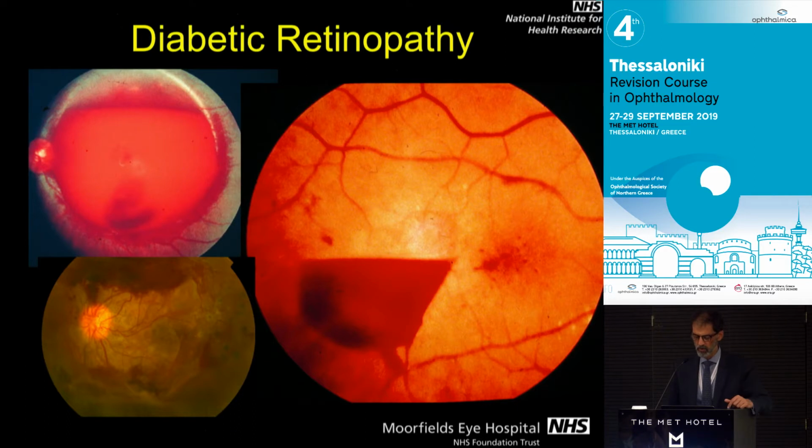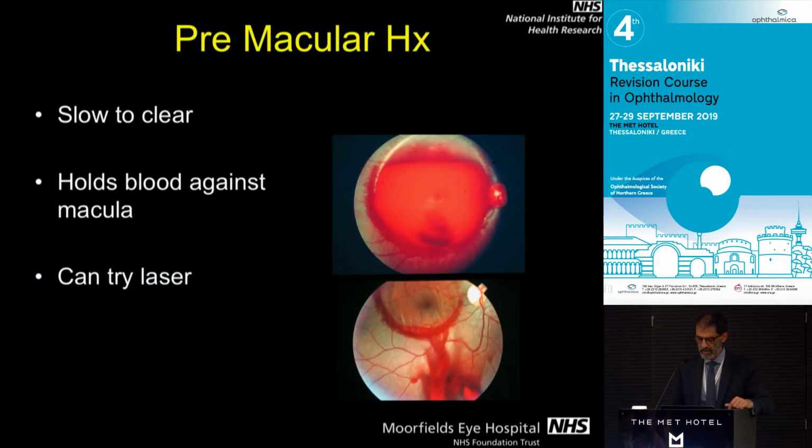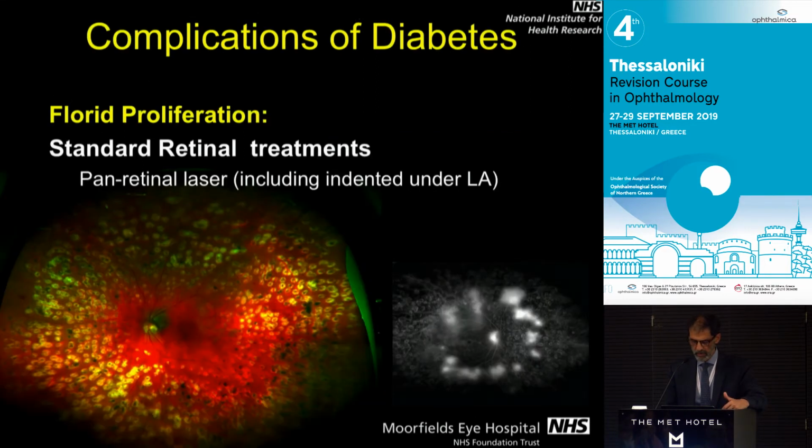In the subhyaloid ones, you can try laser. Here's one that Peter Hamilton lent me, a very large subhyaloid hemorrhage, and you can laser in this very thick blood and it drains away. But then they go on to get a generalized vitreous hemorrhage, and we don't do these very often now because surgery gives a quicker and cleaner route out.